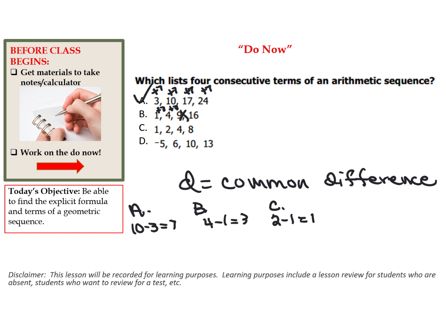On C, to find d, I'm going to take second term minus first, and it gives me 1. So if I add 1 to each term, it should give me the next term. 1 plus 1 is 2. 2 plus 1 is 3. Doesn't work. And on D, I would find that common difference, 6 minus negative 5, which is 11. I would add 11. And that does equal 6, but 6 plus 11 equals 17, and that is not arithmetic. Therefore, your correct answer would have been answer A.